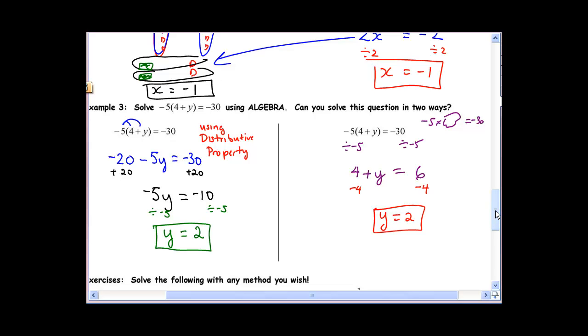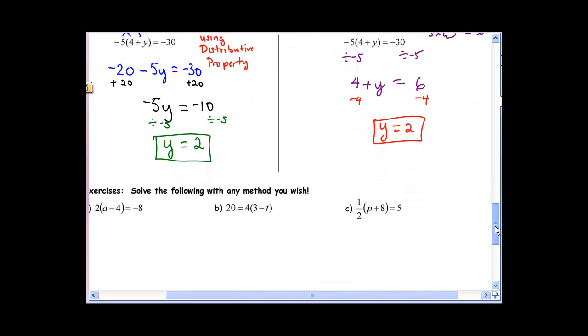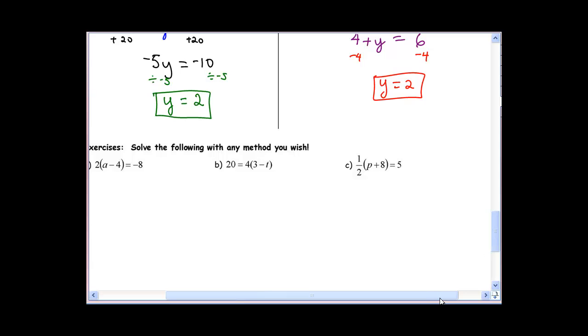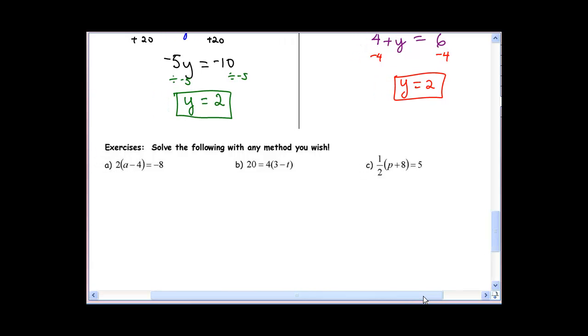I want you to do it with an algebraic method, though. I don't really want you to be drawing pictures all the time. If you do need to draw pictures for the first one, go right ahead, but for B and C, I hope you do not. And then, once again, I'm going to ask you to try this on your own first, and then come back and watch the video to get the answers. Alright? Okay. It's your turn. Go.